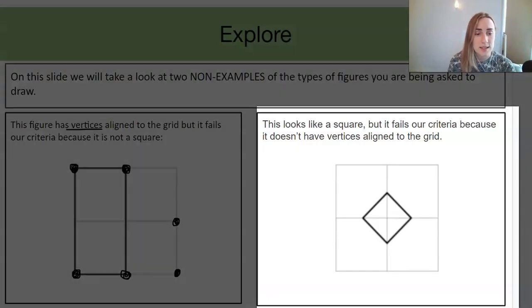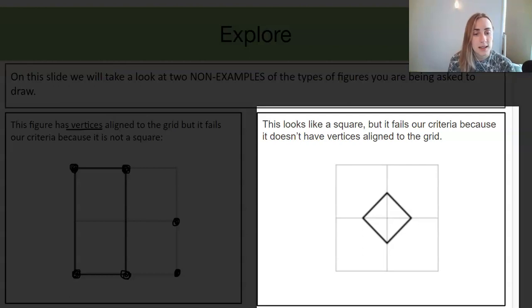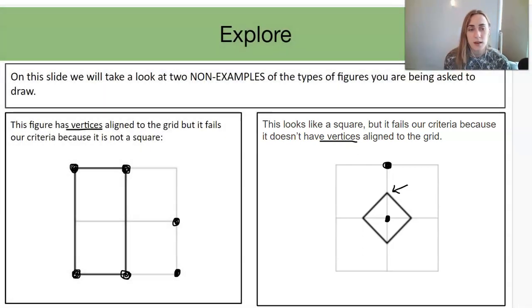And then on the right, we can see this looks like a square, but it fails our criteria because it doesn't have vertices aligned to our grid. So you can see this is a vertex of the grid. Here's a vertex of the grid. But the vertex of our square is not lined up to a vertex on our grid. So it fails that criterion. So hold our rules in your mind from slide C. You can always look back to check if you need to. Remember these non-examples on slide D. This is what not to do.